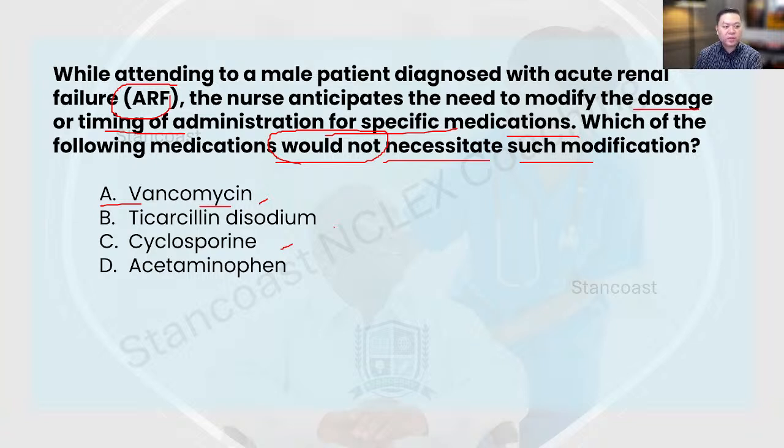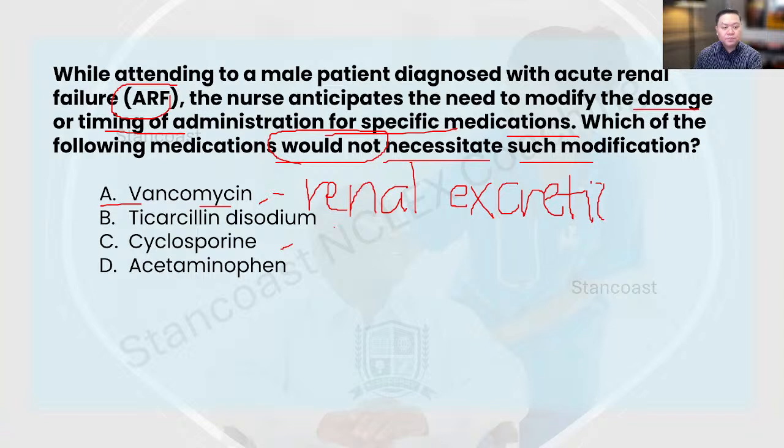So let's go first with the vancomycin. What do you think about vancomycin? Well, this is a powerful antibiotic, and it is going to be eliminated through the kidneys. Okay? Renal excretion. This is the main route of getting rid of the vancomycin. And in patients with acute renal failure, this drug can readily accumulate in the bloodstream. It can become toxic if we do not follow the dose properly.